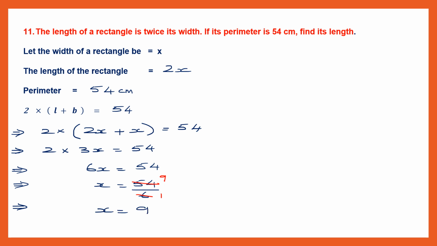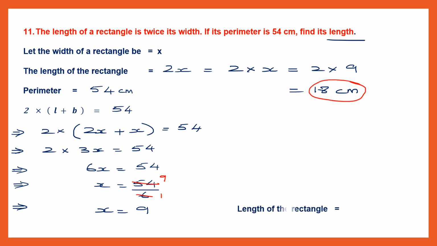Now we are asked to find the length, isn't it? And here we have said that the length of the rectangle is 2x. That means this is 2 into x, and how much is that? 2 into 9 is equal to 18. So the length of the rectangle is 18 centimeters, and this is our answer. Finally, we can write the answer as 18 centimeters, the length of the rectangle that we were asked to find.